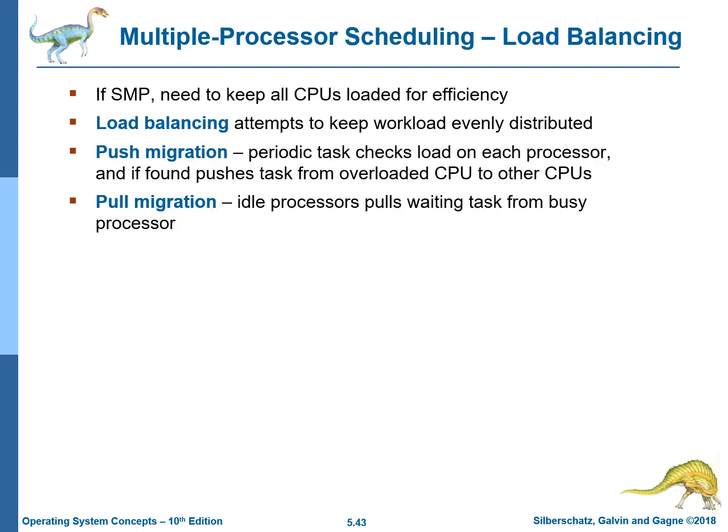Multiple processor scheduling, load balancing. If symmetric multiprocessing, we need to keep all CPUs loaded for efficiency. Load balancing attempts to keep the workload evenly distributed. Push migration: a periodic task checks the load on each processor, and if found, pushes tasks from an overloaded CPU to other CPUs. Pull migration: idle processors pull waiting tasks from a busy processor.